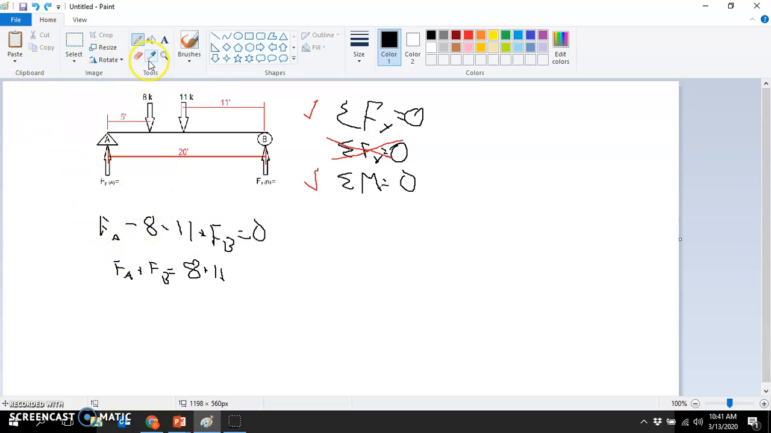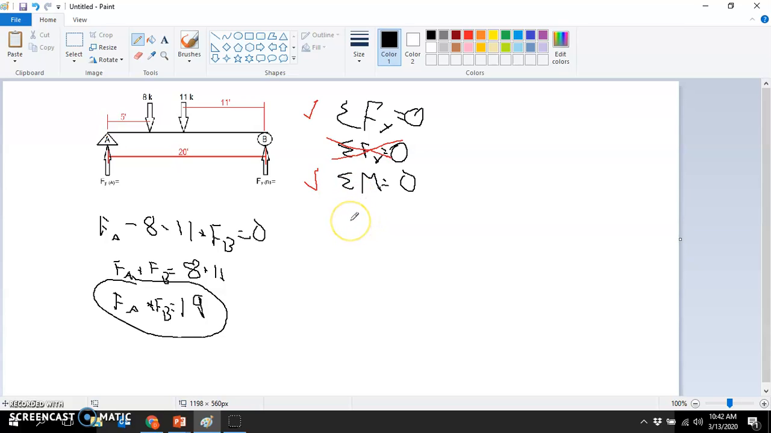Okay, now this is one equation, but I can't go any further. So we're going to leave that alone for now. Let's just write out the next step, which would be F of A plus F of B equals 19. And then we'll stop for that one right there. And now we have one equation with two unknowns.